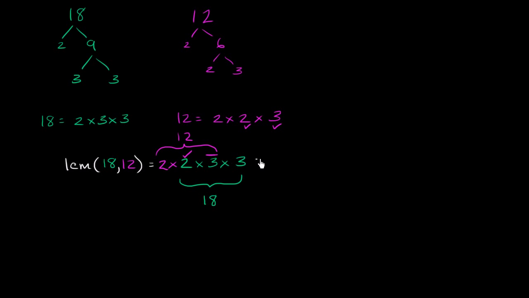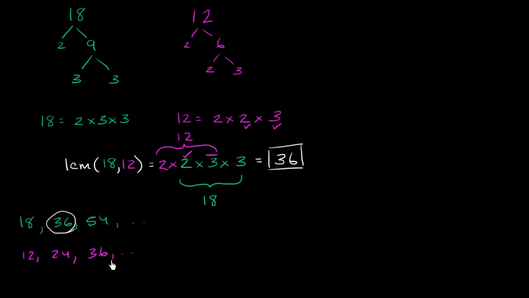If we multiply it out, 2 times 2 is 4, 4 times 3 is 12, 12 times 3 is equal to 36, and we are done. Now the other way you could have done it is what I would call the brute force method of just looking at the multiples of these numbers. The multiples of 18 are 18, 36, and I could keep going, 54. And the multiples of 12 are 12, 24, 36, and immediately I say, well, I don't have to go any further. I already found a multiple of both, and this is the smallest multiple of both.